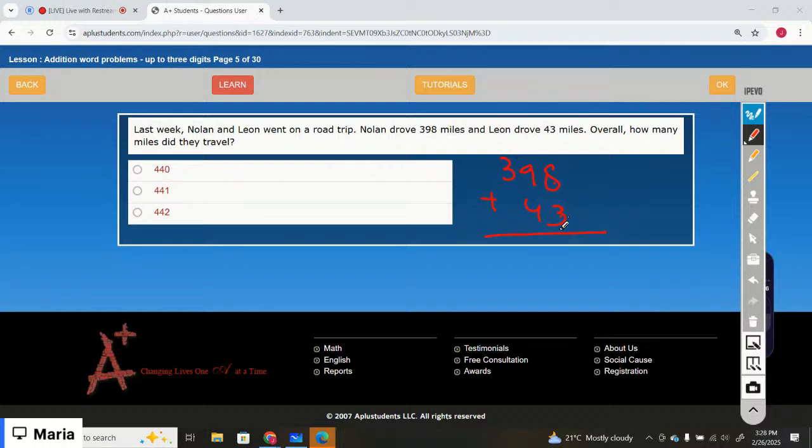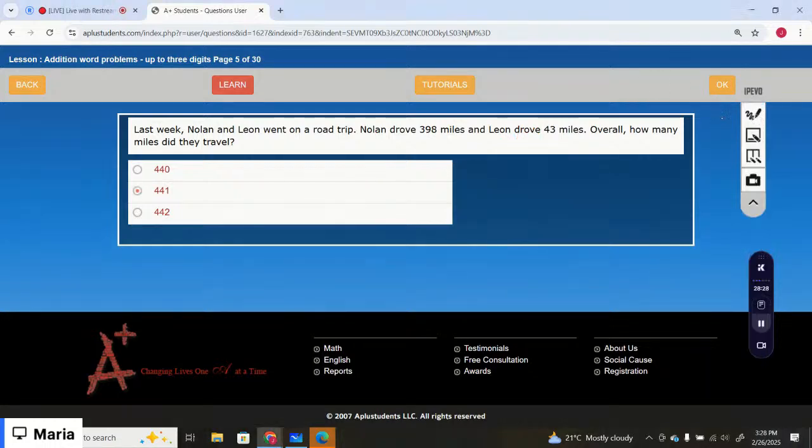8, 9, 10, 11. You need to write 1 and carry 1. 9 and 1, 10 and 4, 14, 4, 1. 3 plus 1 makes 4. That is 441. Option number 2 is the correct option. That is 441.